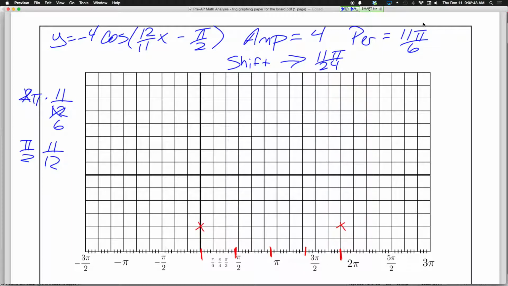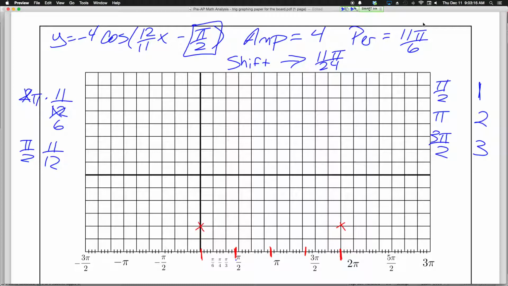Here's a trick. This number right here is always going to be pi over 2, pi, or 3 pi over 2. If it is pi over 2, your shift will always be one of your period marks. If it's pi, your shift will always be 2 of your period marks. And if it's 3 pi over 2, your shift will always be 3 of your period marks. So that means 11 pi over 24 is this first mark right here.